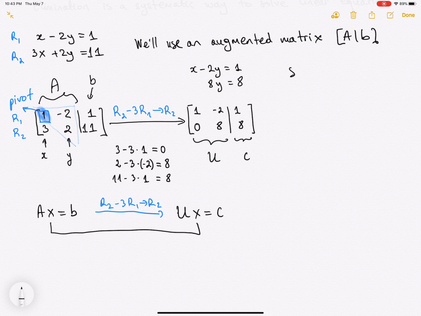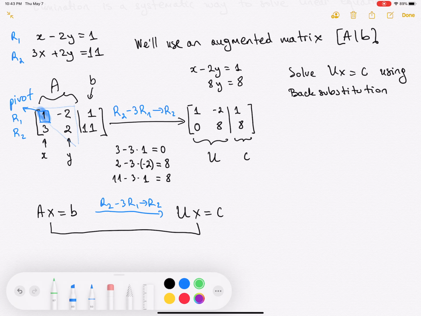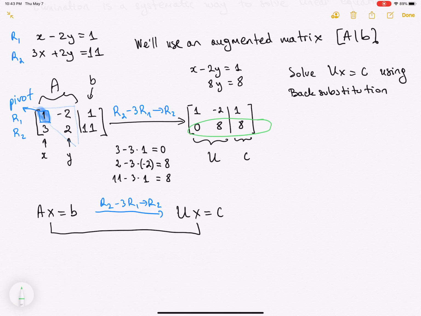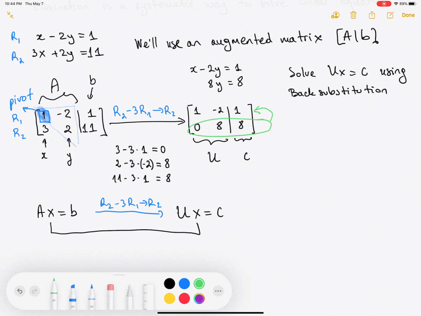So now we solve UX equals C using back substitution. Why do we say back substitution? Well, because first we're going to solve the second equation, which will tell us what y must be. Then we'll use that y and go into the first equation to figure out what x must be. So we're going back, whereas elimination was using the first equation to eliminate into the second equation.